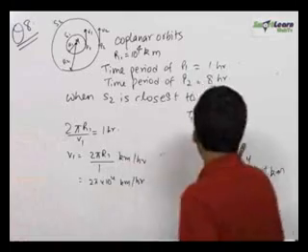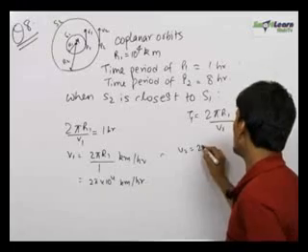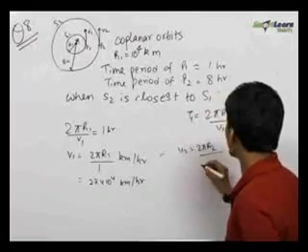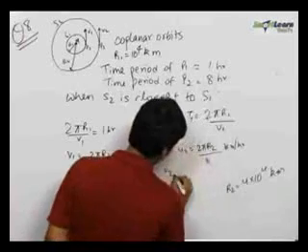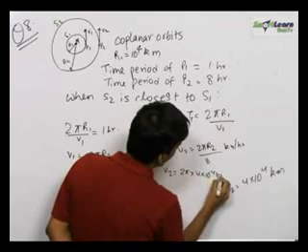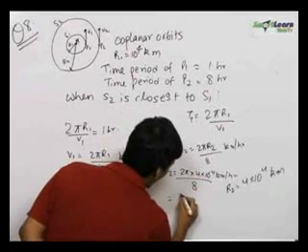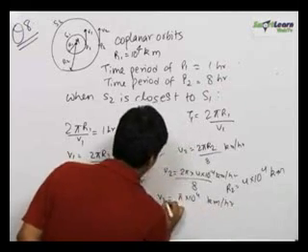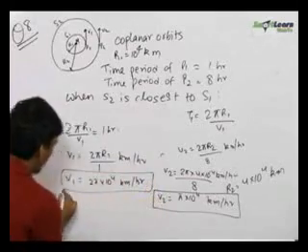Similarly, we can write v2 is equal to 2 pi r2 upon the time period, that is equal to 8 hours kilometers per hour. This is equal to 2 pi into 4 into 10 raised to the power 4 kilometers per hour divided by 8. This is equal to pi into 10 raised to the power 4 kilometers per hour. This is our answer for v2 and this is our answer for v1.